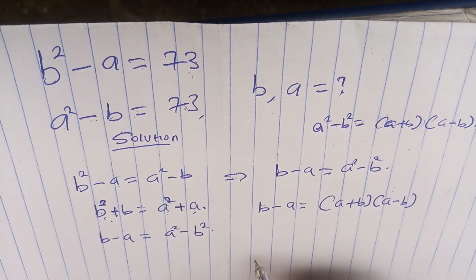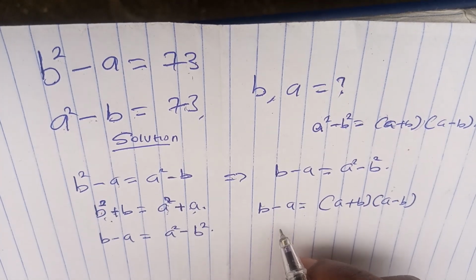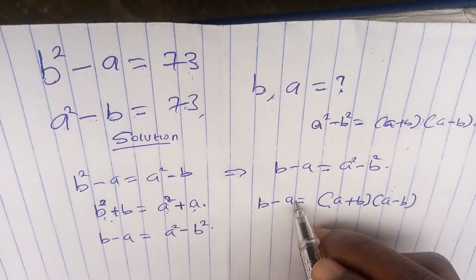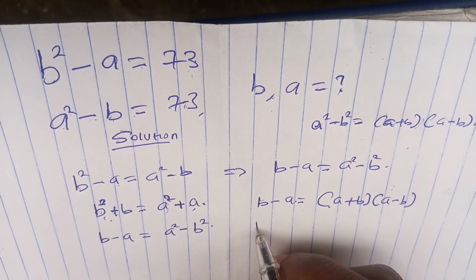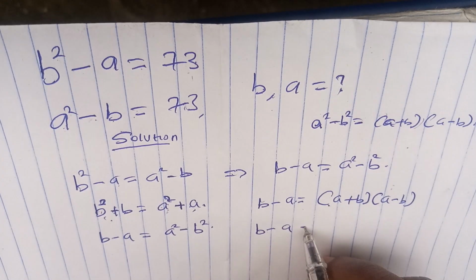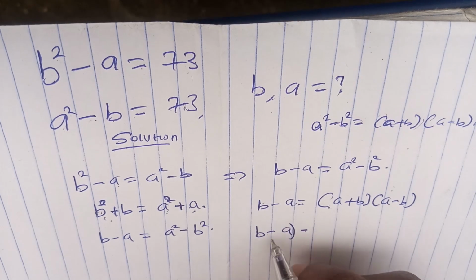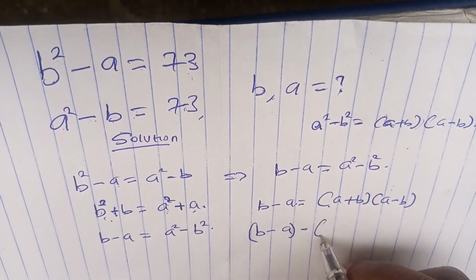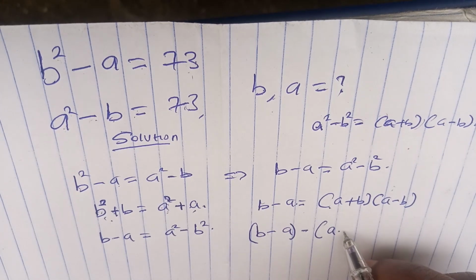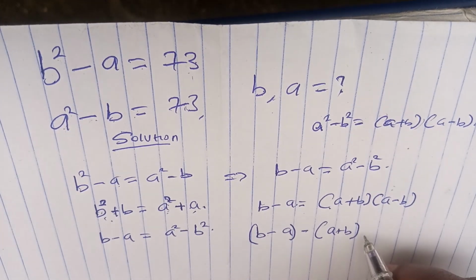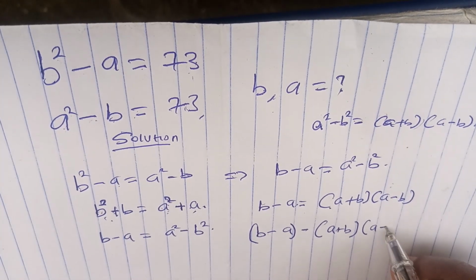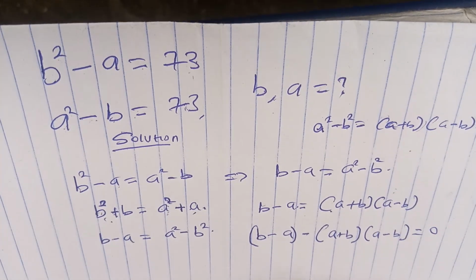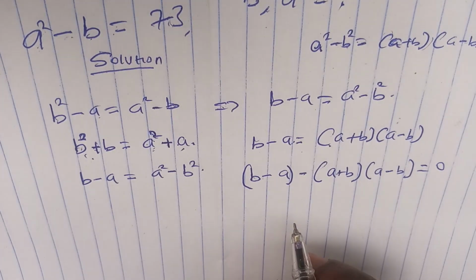Let's bring the whole of this to the left-hand side. So we have (b − a) − (a + b)(a − b), all equal to 0. So this is what we have now.